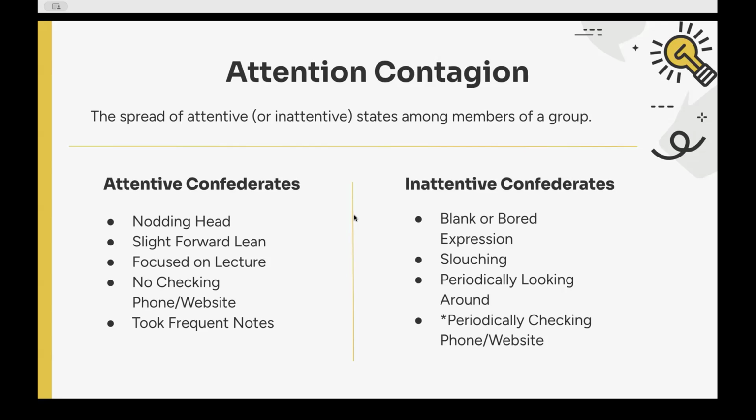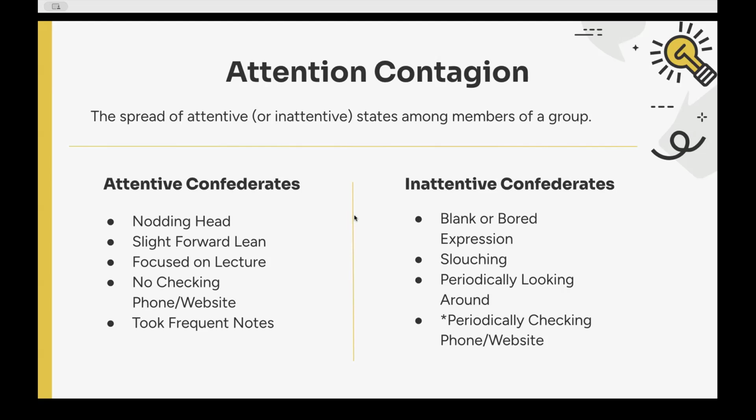The third study was done in a college classroom with 60 students. Again, this one is much more in depth, and I can't go into all of it right now, but Confederates were spread throughout that environment. There were 15 Confederates in that class of 60, so you've got 45 participants and 15 Confederates. Some of them were told to pay attention, and some of them were told to not pay attention.